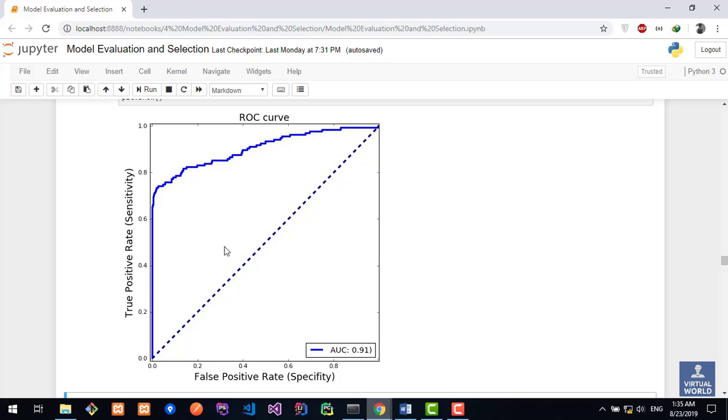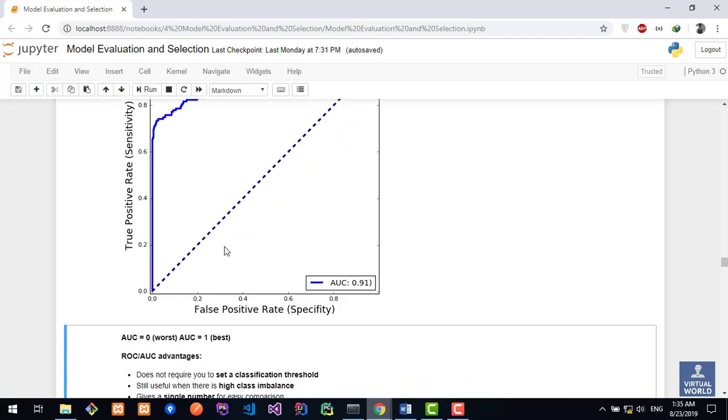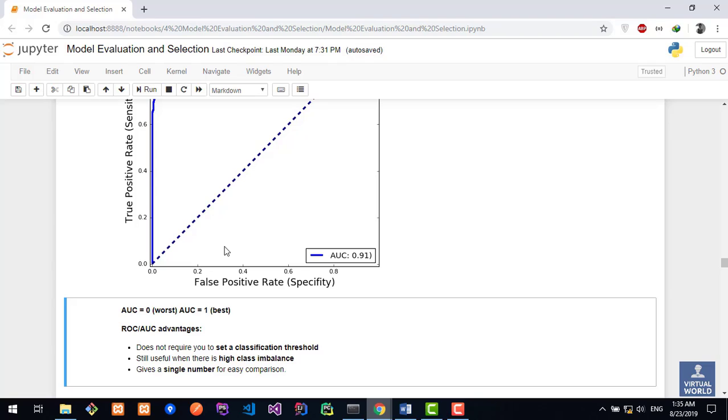Well, it does not require you to set a classification threshold, and it's still useful when there is high class imbalance, like our credit card fraud example, and it gives us a single number score for easy comparison.